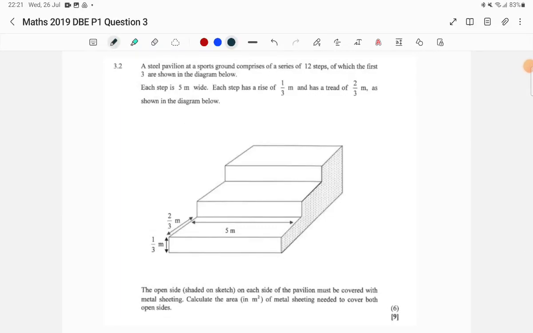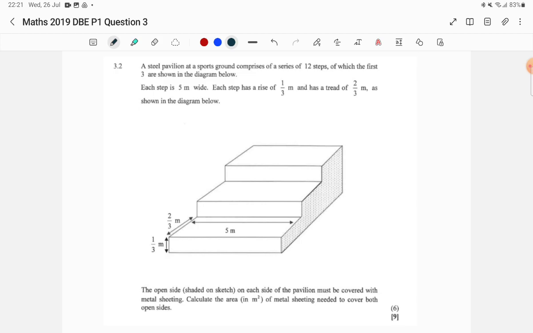3.2. A steel pavilion at a sports ground comprises a series of 12 steps, of which the first three are shown in the diagram below. Each step is 5 meters wide, as shown in the diagram. Each step has a rise of 1.3 meters and a thread of 2 over 3 meters, as shown in the diagram below.